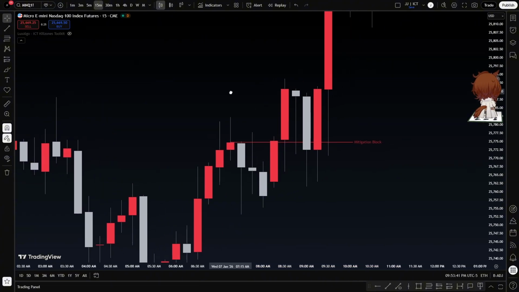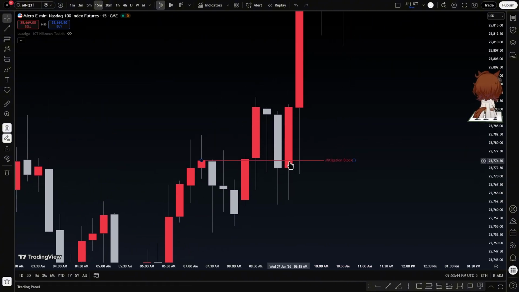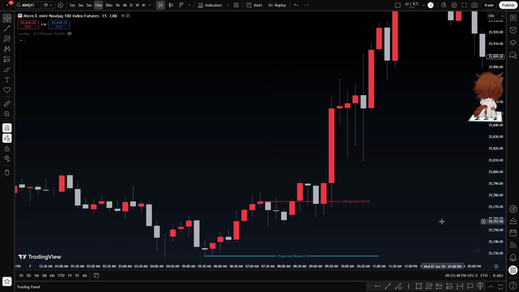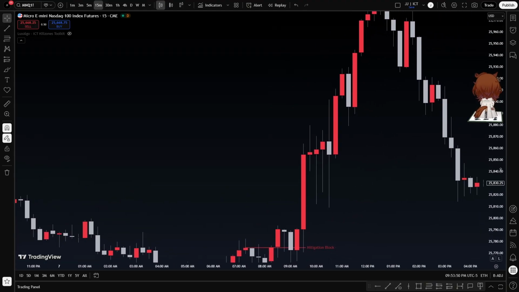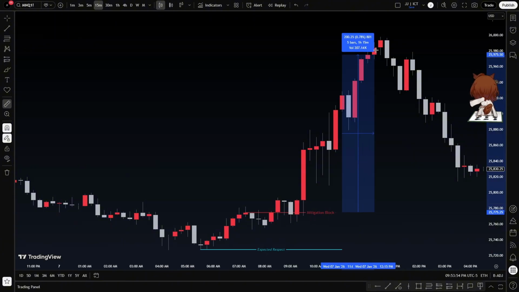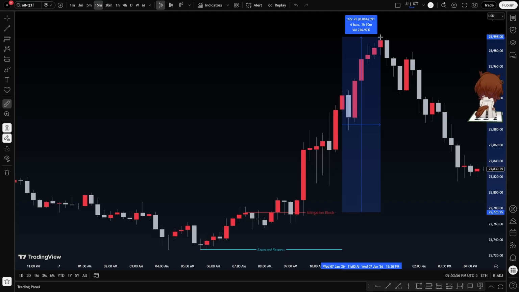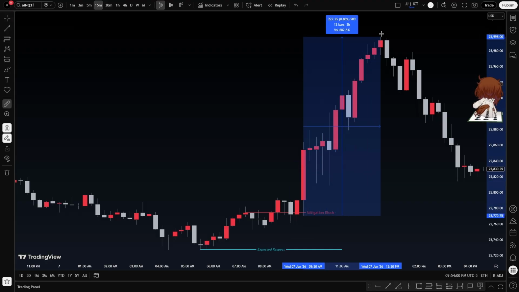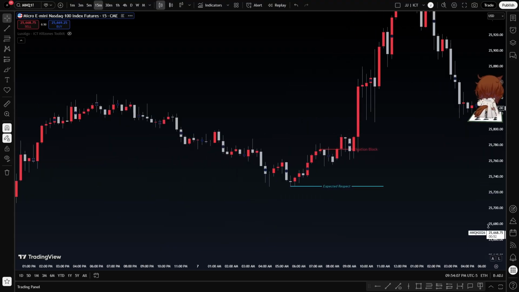Boom. Right there. It dilly-dallies around a little bit, but eventually displaces as it should, because this PD array is very, very, very strong. How much does it displace? Wow, 222 points. It took about maybe 3 hours. Let me see, here to here. Yeah, about 3 hours. I keep guessing these things right to the T. Anyway, that's another mitigation block.